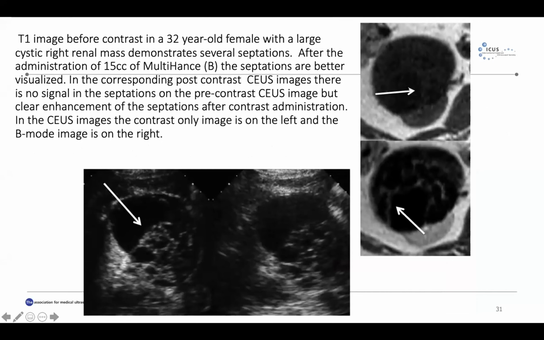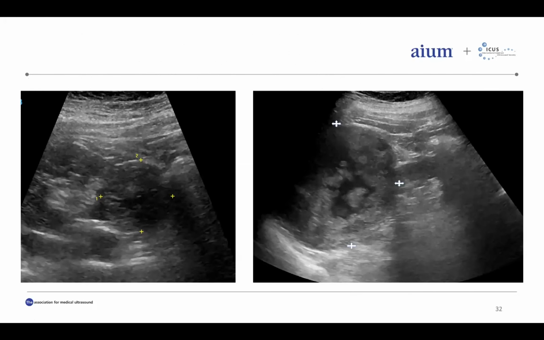MR without contrast, upper right, with contrast on the bottom. Is there enhancement? Hard to tell on the septation. But again, when we look at the ultrasound with contrast, we can see all these little berries in this web of septations. All of these are little tumor nodules in this cystic renal cell carcinoma.